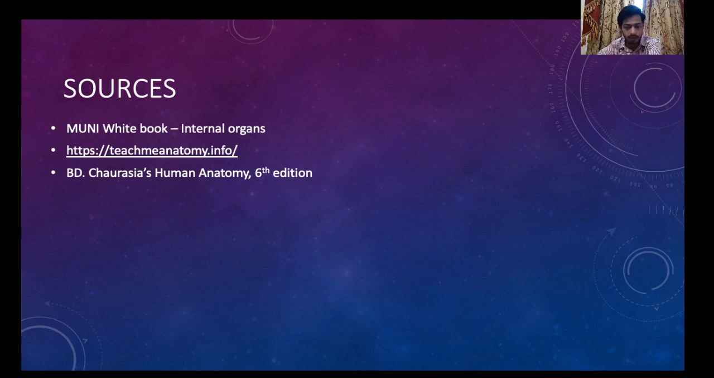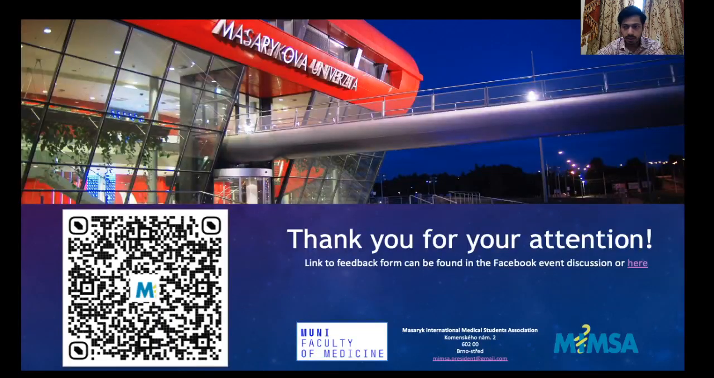My sources are, obviously I used the white book for some aspects. I also used a website called Teach Me Anatomy. I used this when I was learning anatomy myself in the first year. Very simple, very basic, very useful, very helpful. And they also have some small quizzes on that website. And then secondly, I also use Chaurasia's Human Anatomy. I think this is another great book, and I would recommend you read it, because it does explain a lot of things such as head and neck and the pelvis really well, and in some parts better than the white book. So those are my sources.